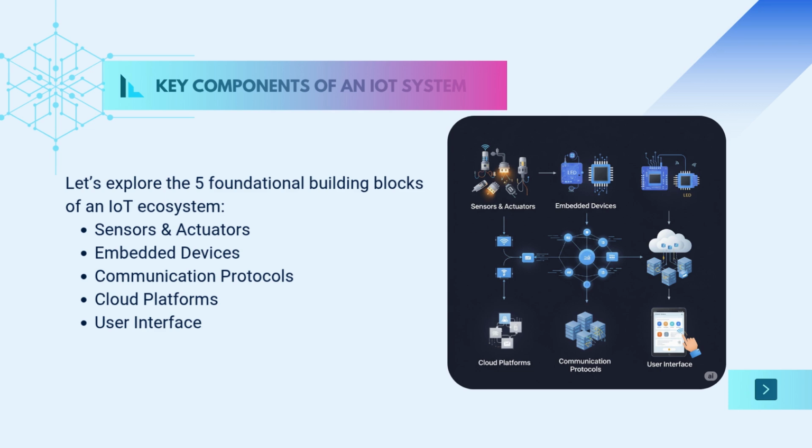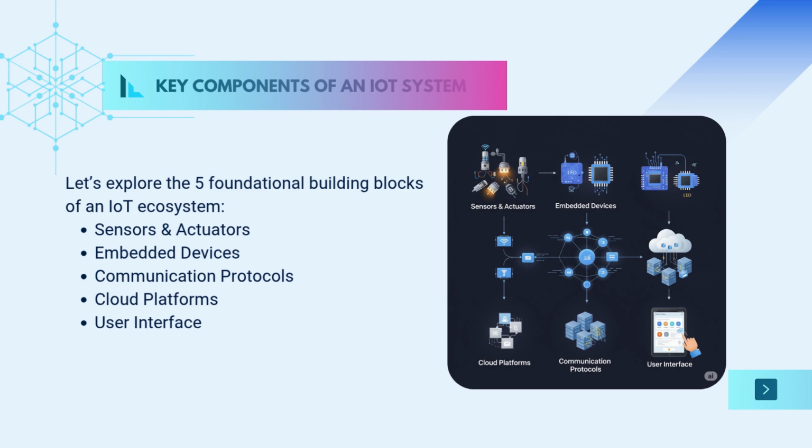Third, communication protocols. Data needs a road to travel. Protocols like Wi-Fi, Zigbee, Bluetooth, and LoRa enable this. Some offer long range, others are optimized for low power or speed. Each has its place, and we'll explore them deeply in future videos.